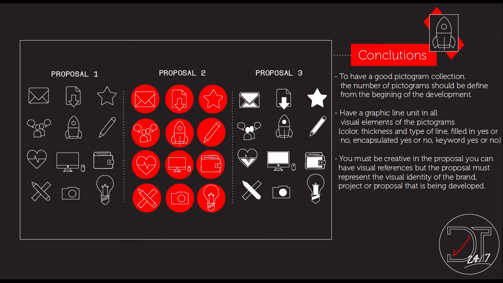As a conclusion, we can say that to have a pictogram collection, it's very important to know the number of pictograms that should be defined from the beginning of the development. Why? Because it's not the same to make a collection for a small place as for a whole brand. It's different. Even though the graphic line will be the same, it's very important to keep that in mind. Having a visual graphic line unity in all visual elements of the pictograms is really important: color, thickness, and type of line. Filling in, yes or no. Encapsulated, yes or no. Keyword, yes or no. Always keep that in mind.